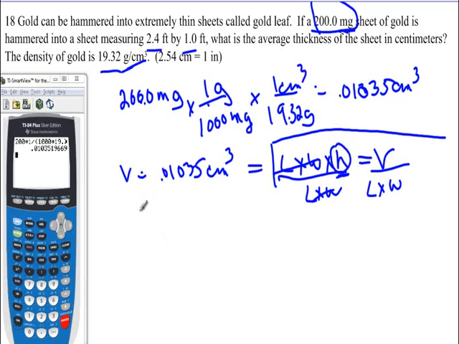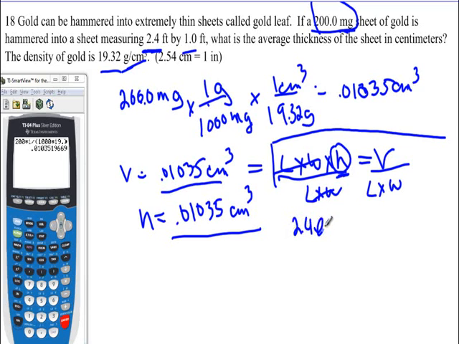Okay, so let's plug it all in. My height, I'm trying to find, is equal to my volume, which we just calculated, 0.01035 centimeters cubed, over my length, which is given to me here, 2.4 feet. Now this is feet and this is centimeters, so we need to do a conversion. So I've got 2.4 feet, and what I know is 1 foot is 12 inches, and I know that 1 inch is 2.54 centimeters.